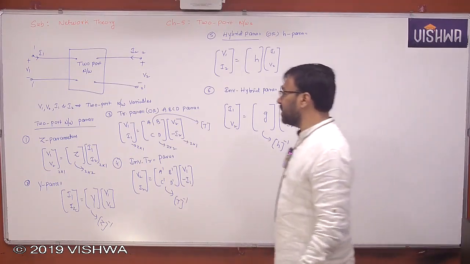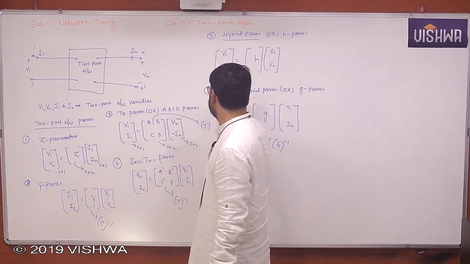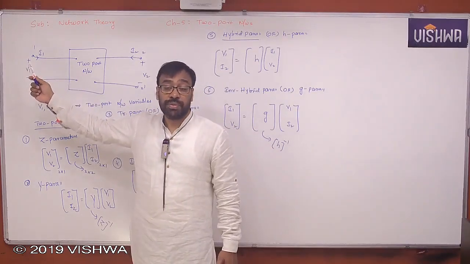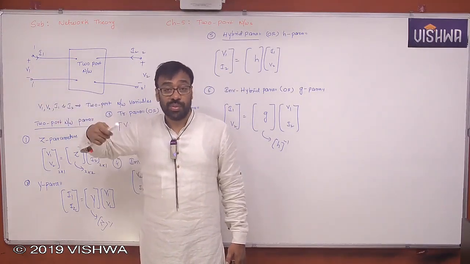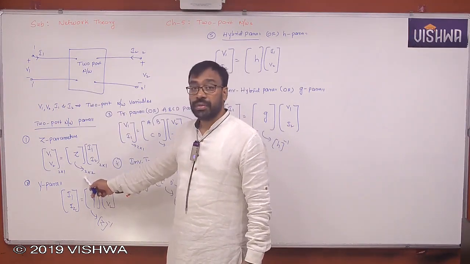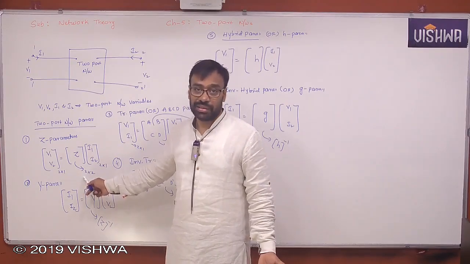And the size of this Z matrix, Y matrix, transmission, inverse transmission, H and G depends on what type of network you're taking: 2-port or N-port. If it is an N-port network, you will get N by N. If it is a 2-port network, you will get 2 by 2. 3-port network, 3 by 3. Like that you will be getting. Understand all of you, okay?